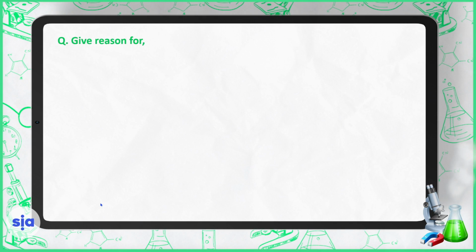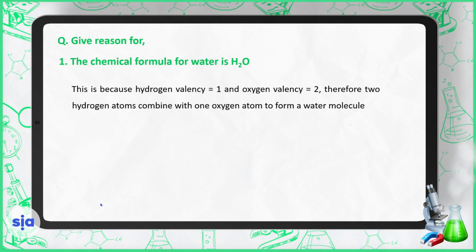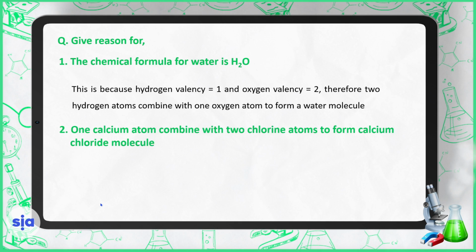Now it's time for some questions. Give reason for. The chemical formula for water is H2O. This is because hydrogen valency equal 1 and oxygen valency equal 2. Therefore, 2 hydrogen atoms combine with 1 oxygen atom to form a water molecule. Give reason. 1 calcium atom combined with 2 chlorine atoms to form calcium chloride molecule. This is because calcium valency equal to 2 and chlorine valency is equal to 1.